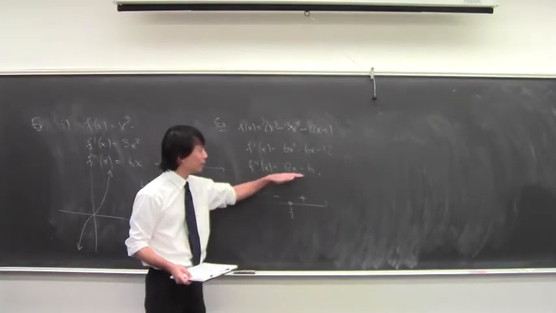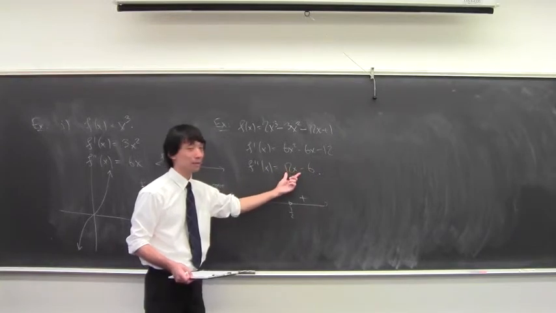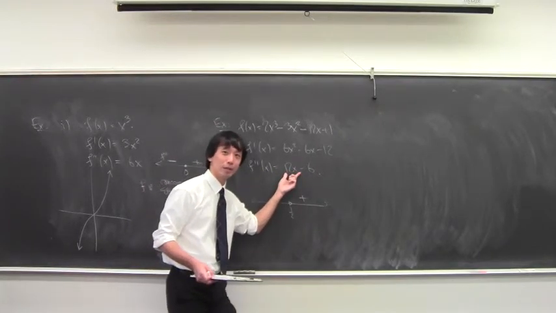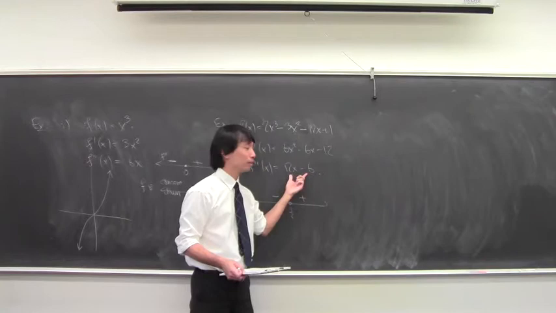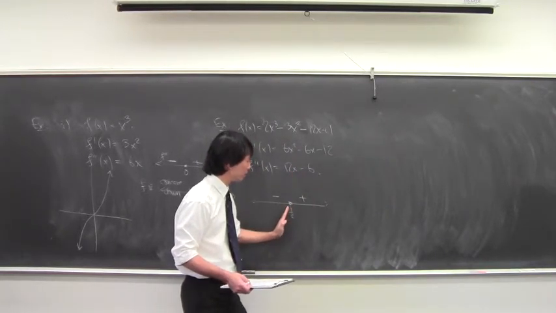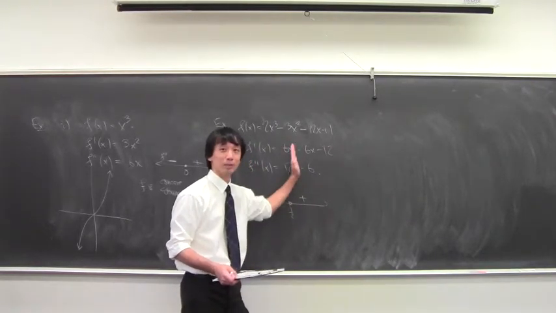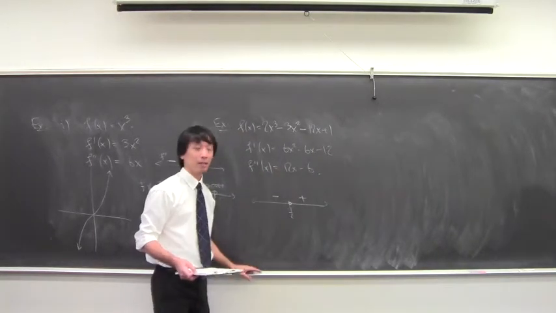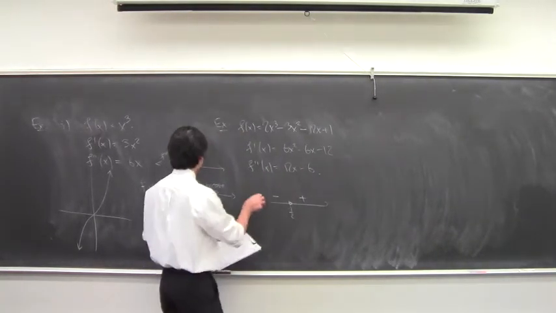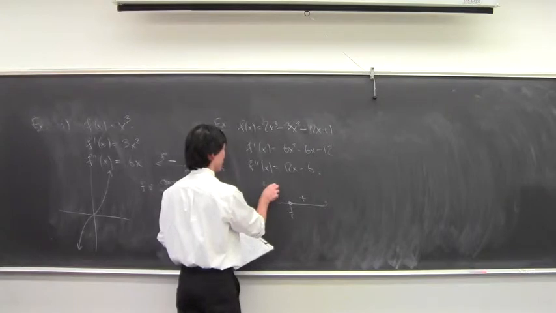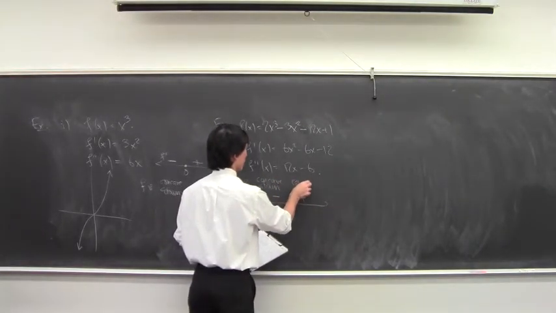Right, you don't even have to plug it in because you can see that this is a linear function with a positive slope. The slope is 12, so if it's 0 here, it must be negative before and positive after. It's a line, okay? And so that gives it to you. This is concave down, so f is concave down here and concave up there.